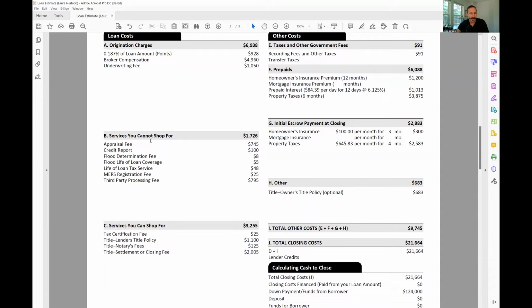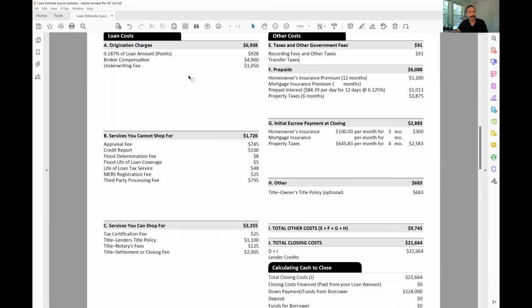So we would be paying that on your behalf because we misrepresented the fees. Section B, services that you cannot shop for. This has a 10% tolerance cure. So the fees that I disclosed to you today, the maximum that they can increase is 10% above what we've disclosed. Again, unless there's a valid change in circumstance. And then section C, that too has a 10% tolerance cure. And then F, G, and H, there's no tolerance cure on those. And those are just typically property charges and then your optional owner's title. So we'll go through these.